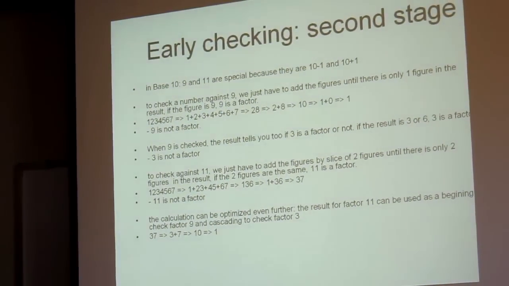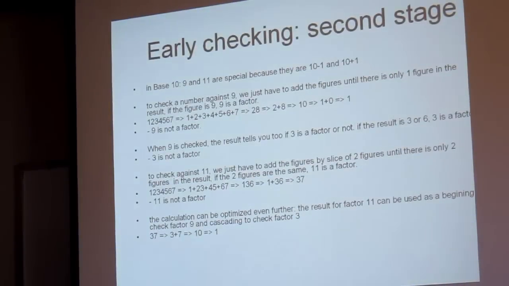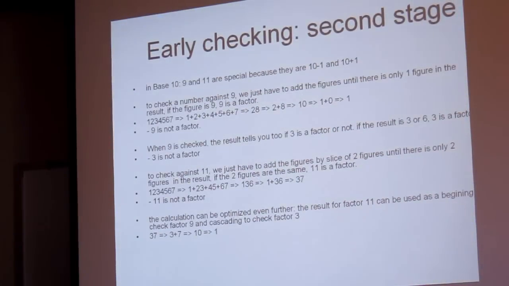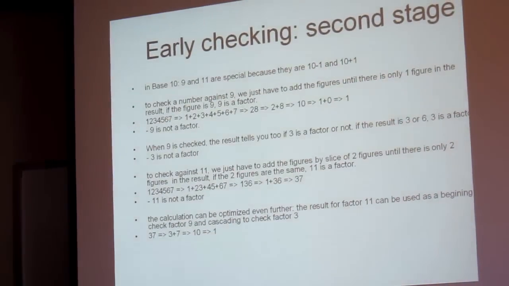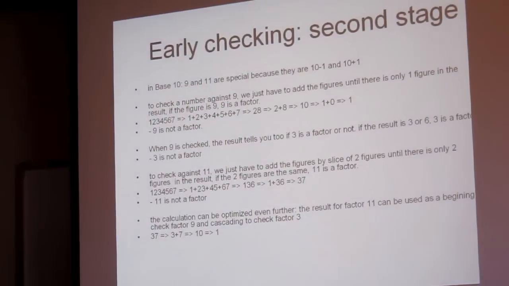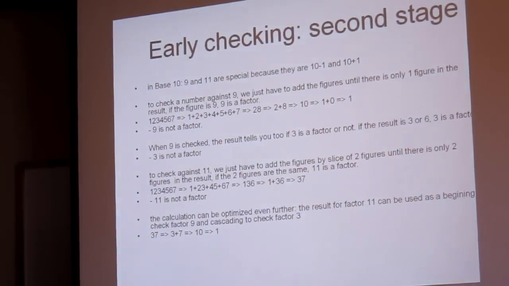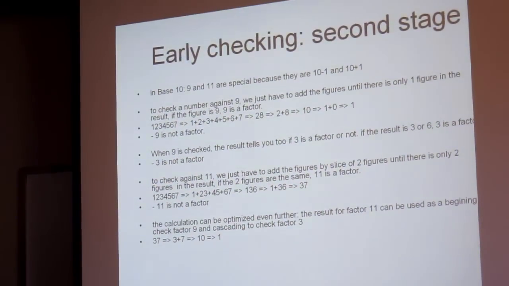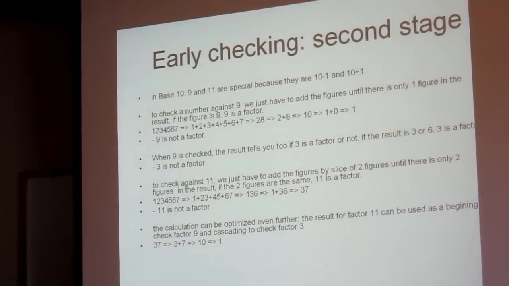But 9 is not a primary number. 9 is a multiple of 3. So if my result was 1, if it was 3 or 6, 3 would be a factor of the number. So it's quite easy to check and really quicker than doing division for 9 and for 3.